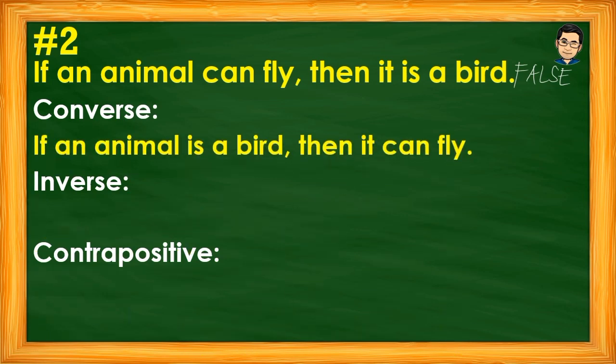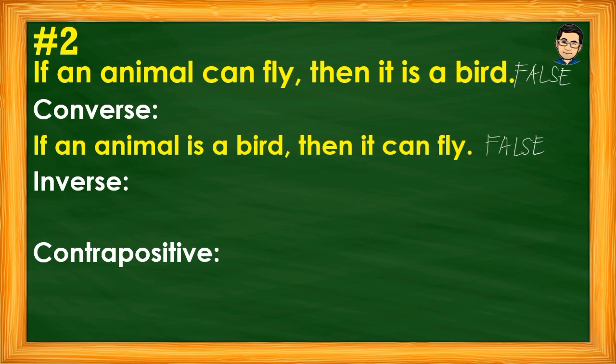So, let us have the converse statement. So, yung converse statement niya, pagpapalitin natin yung hypothesis and conclusion, if an animal is a bird, then it can fly. So, kung ang isang hayop ay ibon, ibig sabihin, nakakalipad ito. So, this is also a false statement. So, bakit siya naging false statement? It's because may mga ibon po kasi tayo na considered sila na ibon pero hindi sila nakakalipad. Like for example, yung mga penguins.